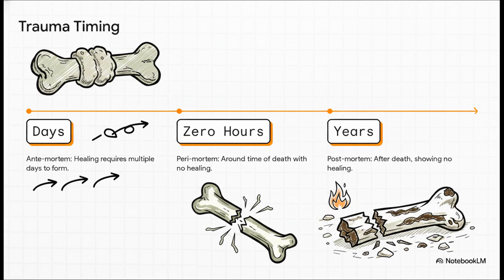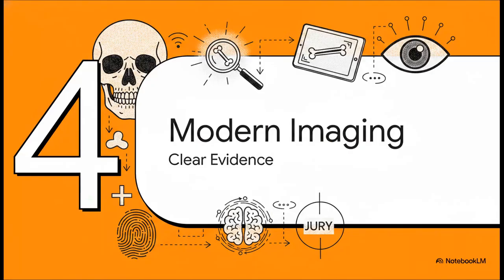Perimortem trauma occurred around the time of death. It shows zero healing, but exhibits a green bone response, where the bone breaks with the elasticity of living tissue. Postmortem damage occurred after death, often snapping cleanly like dry wood, or showing signs of thermal alteration without any healing whatsoever. Let's move to Section 4, Modern Imaging in Court, and Presenting Clear Evidence.